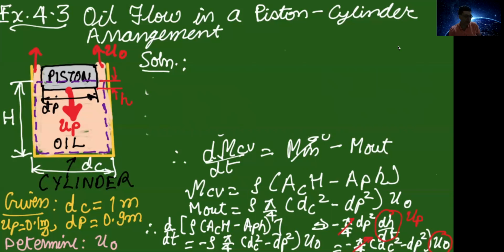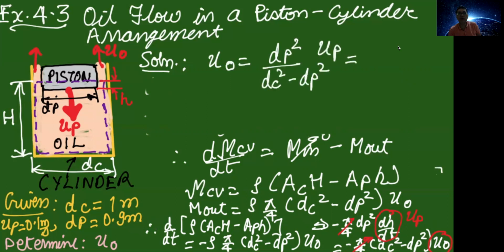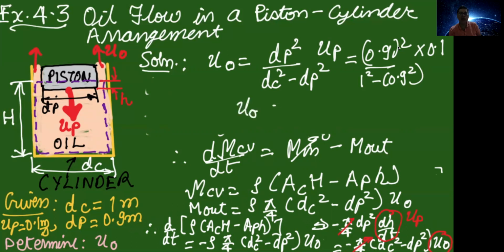Note that in this problem, finally we have to determine this u naught. So u naught will be minus dp square into up divided by dc square minus dp square, as shown here. If you substitute dp equals 0.9 meter, dc equals 1 meter, and the piston velocity 0.1 meter per second, finally you obtain the average velocity of the oil leaving upward from the cylinder as 0.426 meter per second.